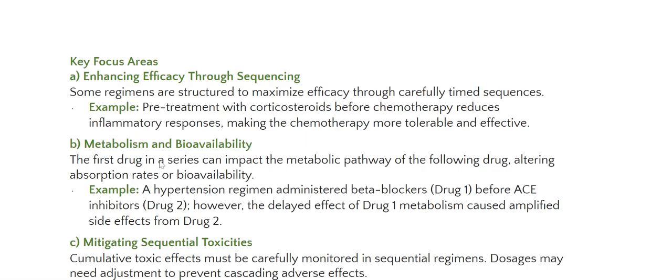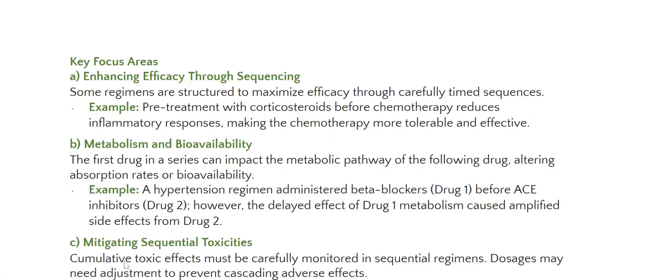Metabolism and bioavailability, the first drug in a series can impact the metabolic pathway of the following drug, altering absorption rates or bioavailability. Example, a hypertension regimen administered beta blockers, drug 1, before ACE inhibitors, drug 2. However, the delayed effect of drug 1 metabolism caused amplified side effects from drug 2.